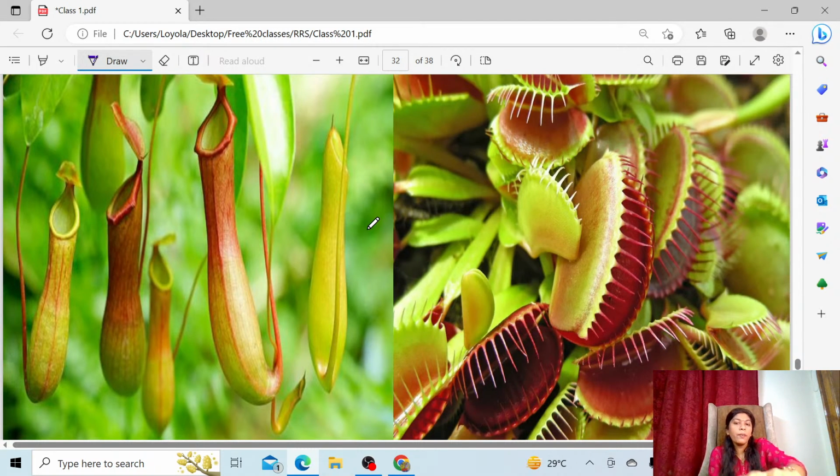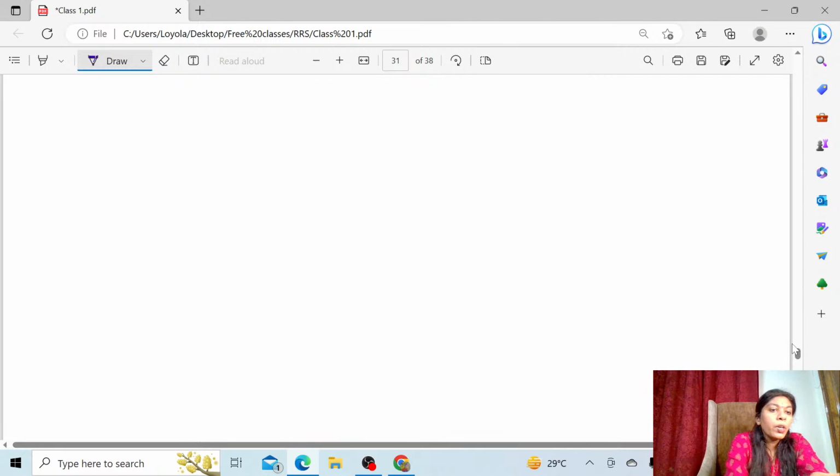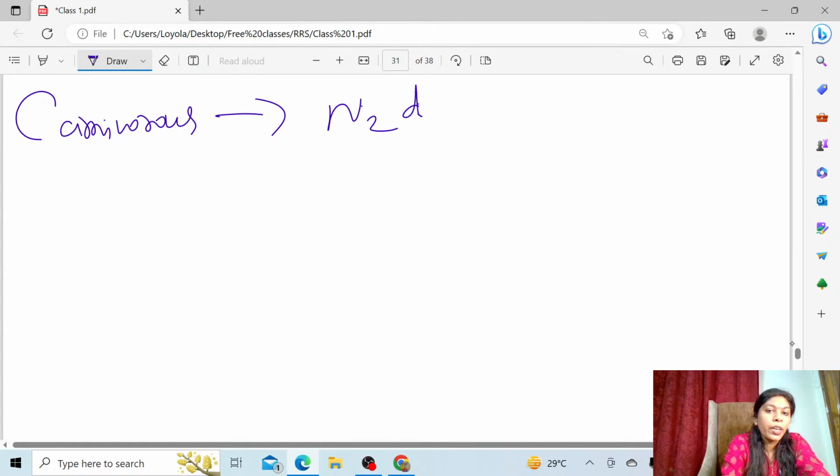So what they do, they will ask the examples for insectivorous plants especially, or the description about insectivorous plants will be there. So these are called insectivorous plants or carnivorous plants. Okay, they are otherwise called carnivorous plants. That means they feed on insects. Why are they called carnivorous or insectivorous plants? The main reason is that they live in nitrogen deficient soil.